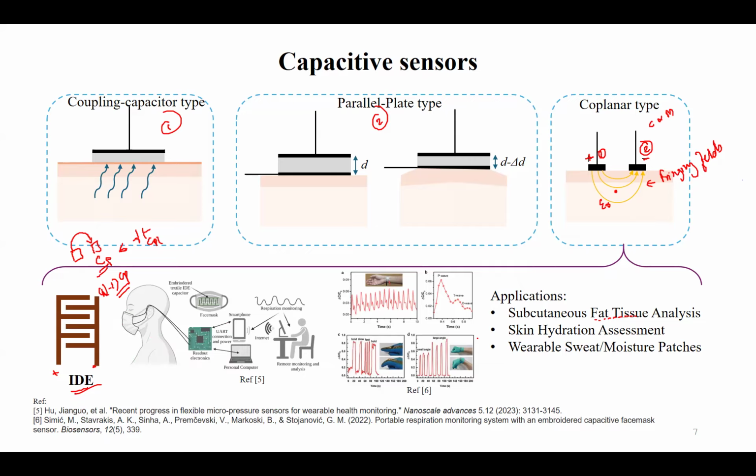So this is the capacitance which is shown here, which is used to measure the respiratory hydration assessment, right? So this is the coplanar type capacitance. There are plenty of applications where we use the coplanar type capacitance. So this is an overview of capacitive sensors which are used in biomedical applications, right?